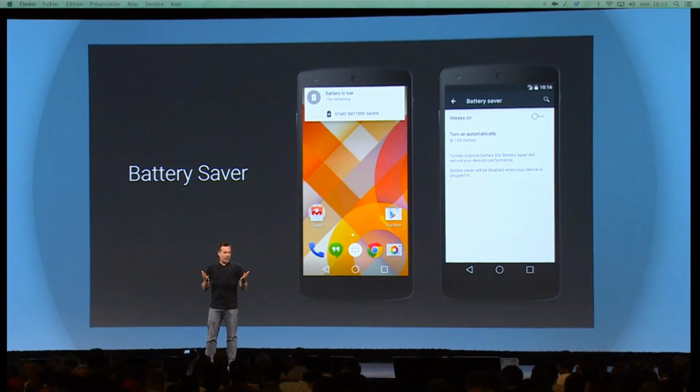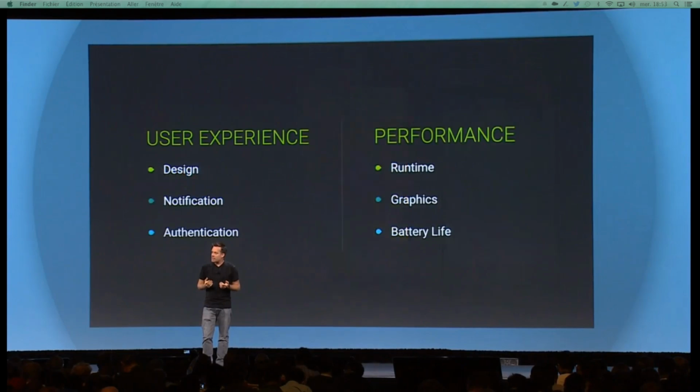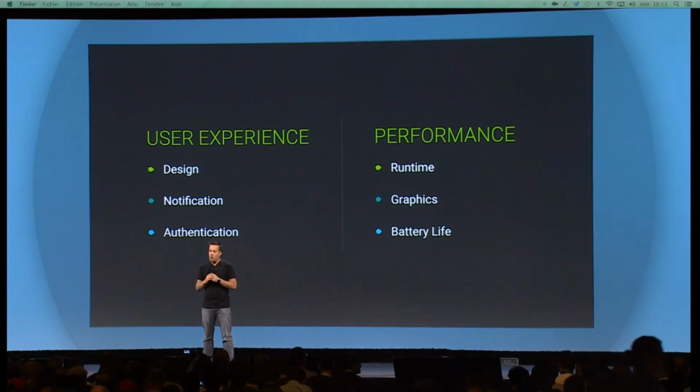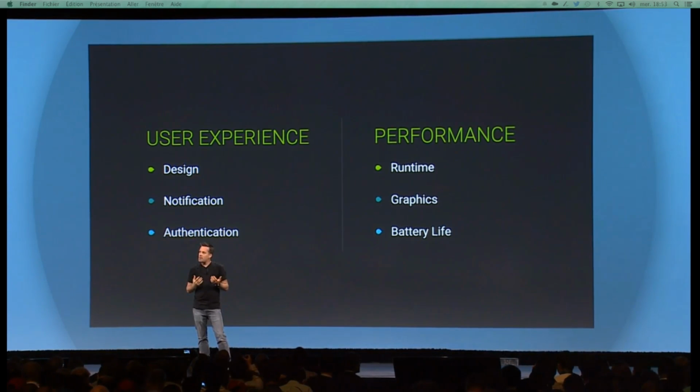So on a Nexus 5 running in battery saver mode, you can extend your battery life by up to 90 minutes of usage within a typical single day's use. So I just gave you a quick whirlwind tour of some of the highlights of L: how we're improving the user experience through steps like improved design, smarter notifications, and intuitive authentication. And also the enhancements on the performance side, so faster runtime, better graphics, and stronger battery performance.